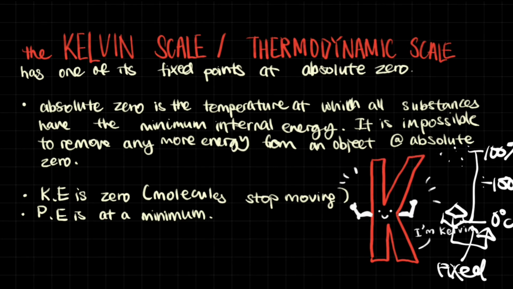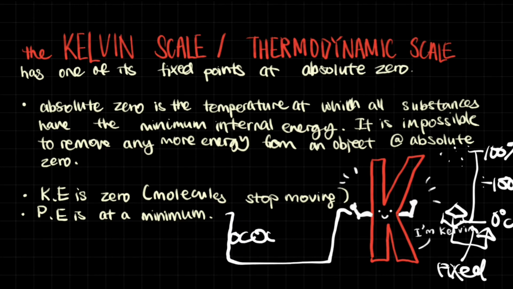In order to understand what constitutes internal energy, which is basically kinetic as well as potential energy, I highly suggest you watch my previous video explaining what internal energy is. But basically this means that when internal energy is minimal, kinetic energy is zero. The molecules will stop moving, and the potential energy is at a minimum. So let's take a look at what that might mean.